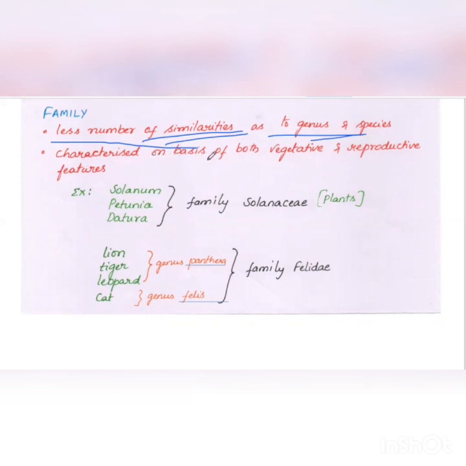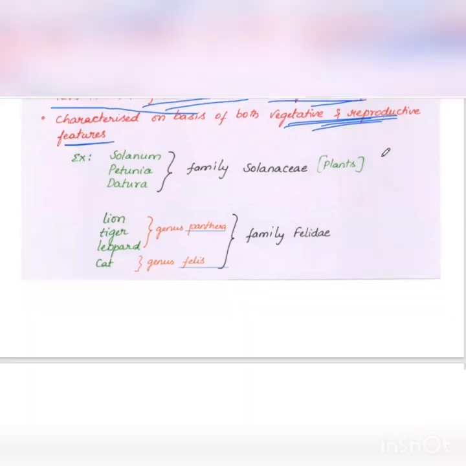Characteristics on the basis of both vegetative and reproductive features. You should remember this: vegetative and reproductive features. Do you know the difference? Reproductive is related to the sexual part of the life cycle. Vegetative represents the asexual part of the life cycle. You should remember them. They may be asked, and many institutions ask them in their regular tests.